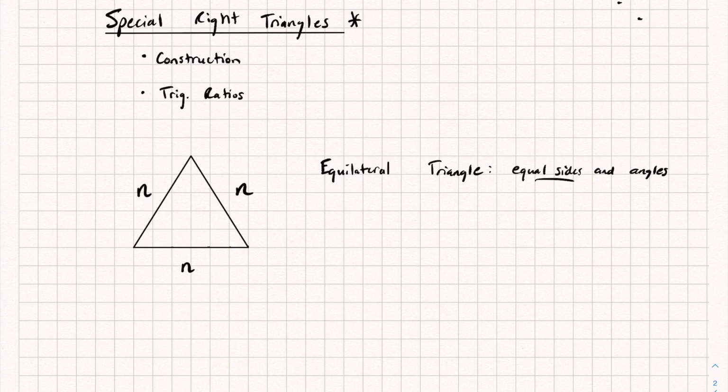The angles are always going to be fixed. All three angles have to add up to give me 180 because I'm supposed to have equal angles. Then 180 divided by 3 is 60. So all angles in an equilateral are 60 degrees. And so this is an equilateral triangle that has a side n, or sides n.